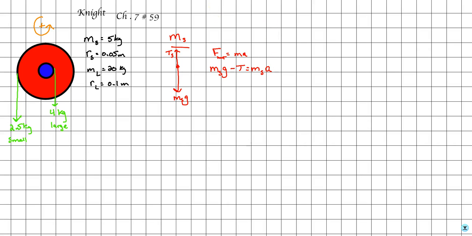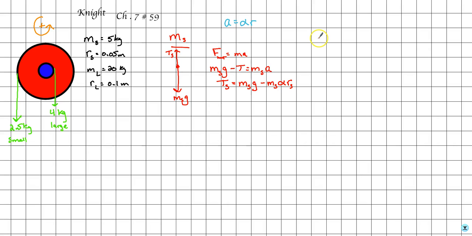And we know that a is equal to alpha r. We can make that quick change, solving for the tension. So the actual force pulling on this larger pulley is T small equal to m sub s g minus m sub s times alpha r sub s, making that substitution.